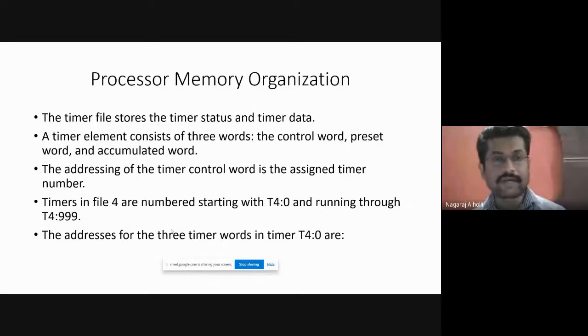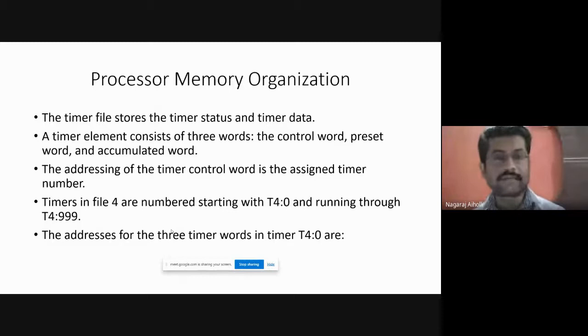The timer file stores timer status and timer data. What is the status of the timer, whether it is on or off, that is the status. Then timer data, how much time we want to control or what time we want to stop the process. There are two types here, timer status and timer data.